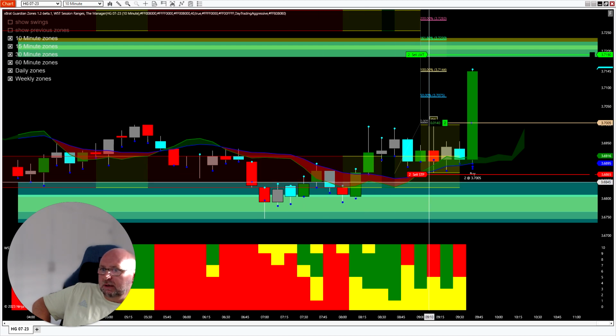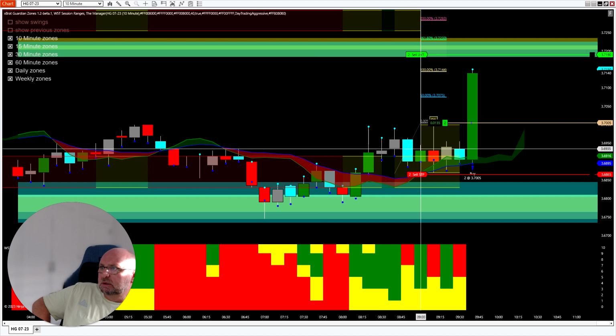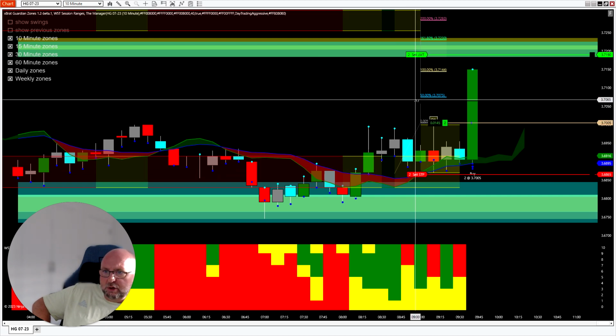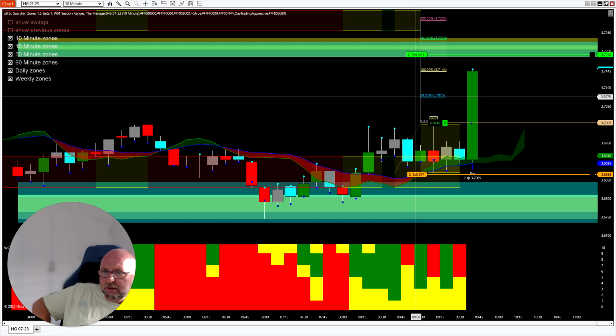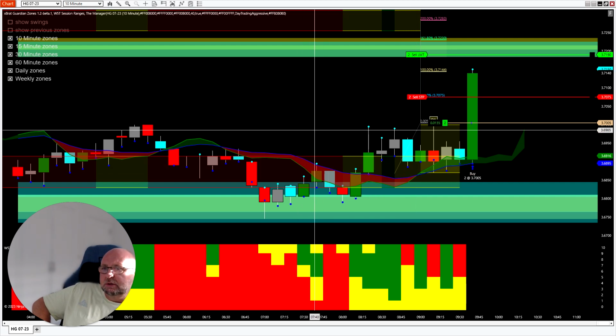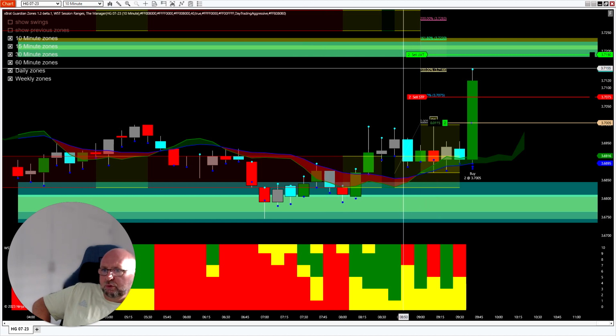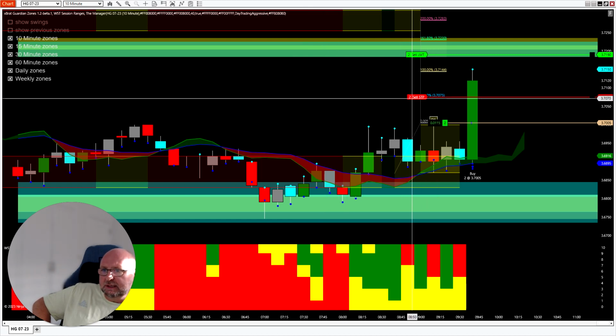$700 profit right now. Getting close to the close of this candle. I'm going to make this risk free. In fact, I'm going to lock in some profit here at that point. I'm going to be really aggressive with this, just in case it does pull back quite severely.